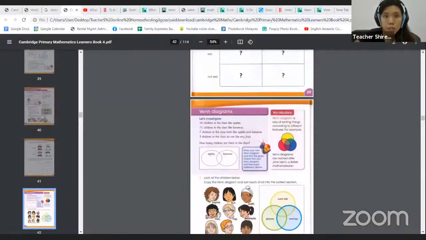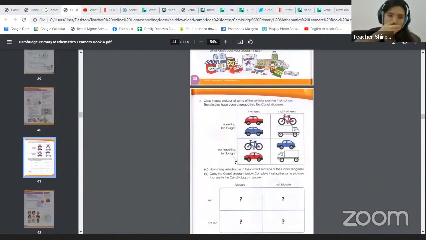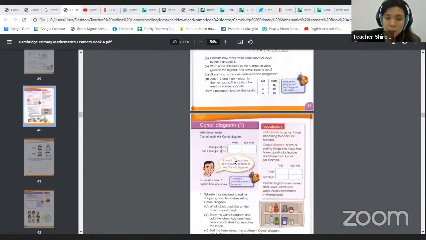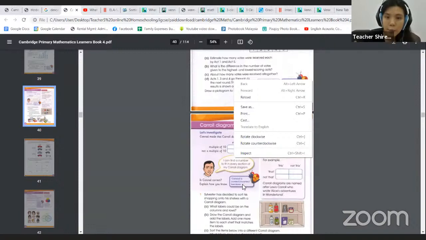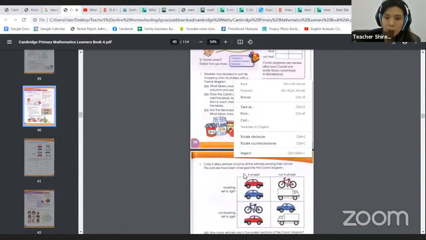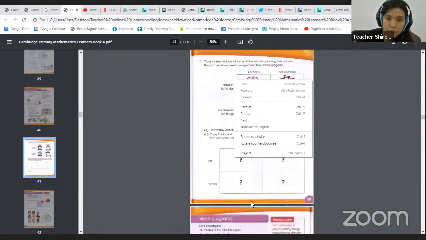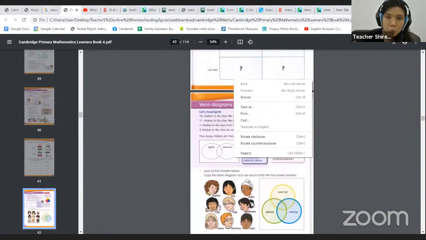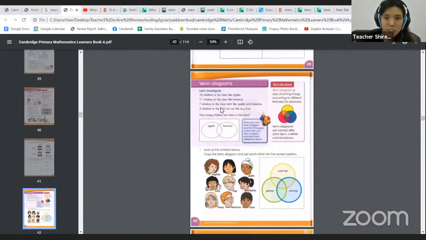Okay, so today what we are learning is all about the Venn diagram. Previously we learned about the Carroll diagram, which is more on drawing a box with left and right sides, where you have to arrange things. That is what we learned last week. So this week we're going to learn about the Venn diagram.